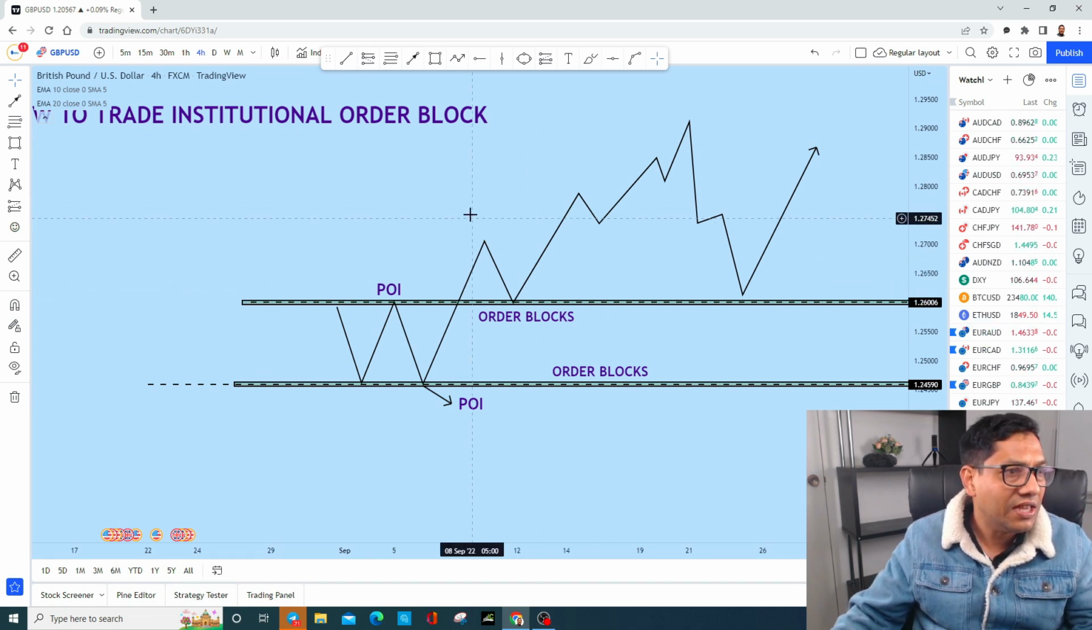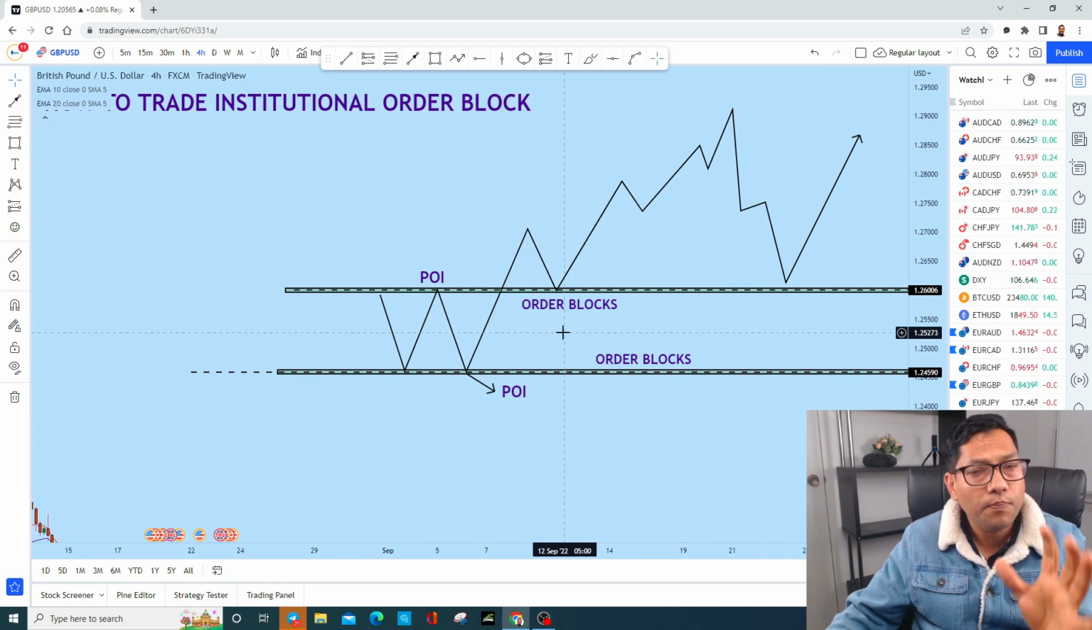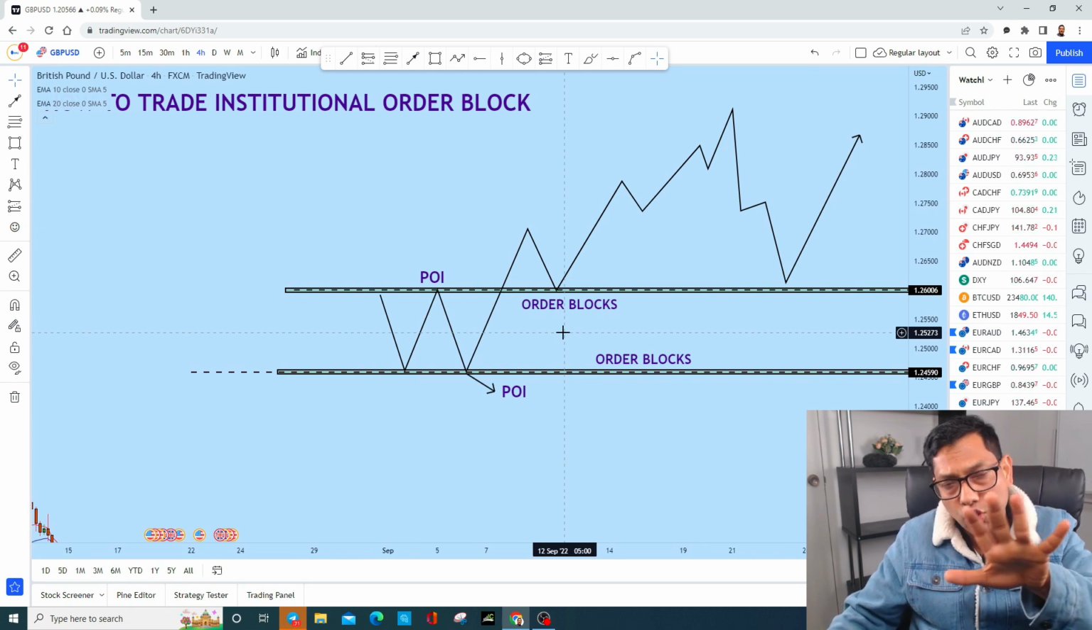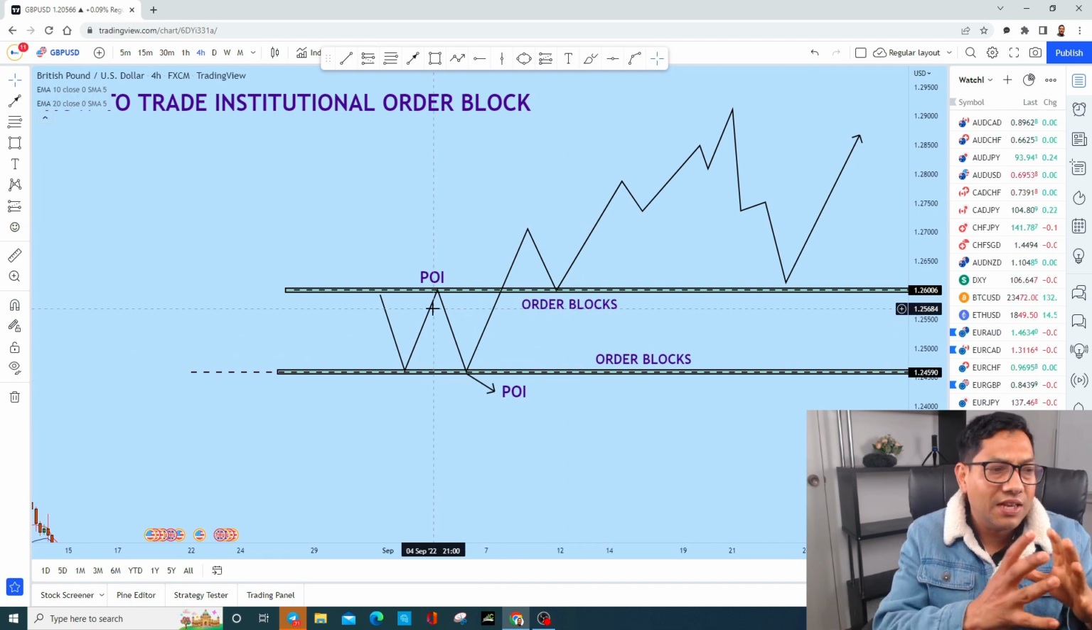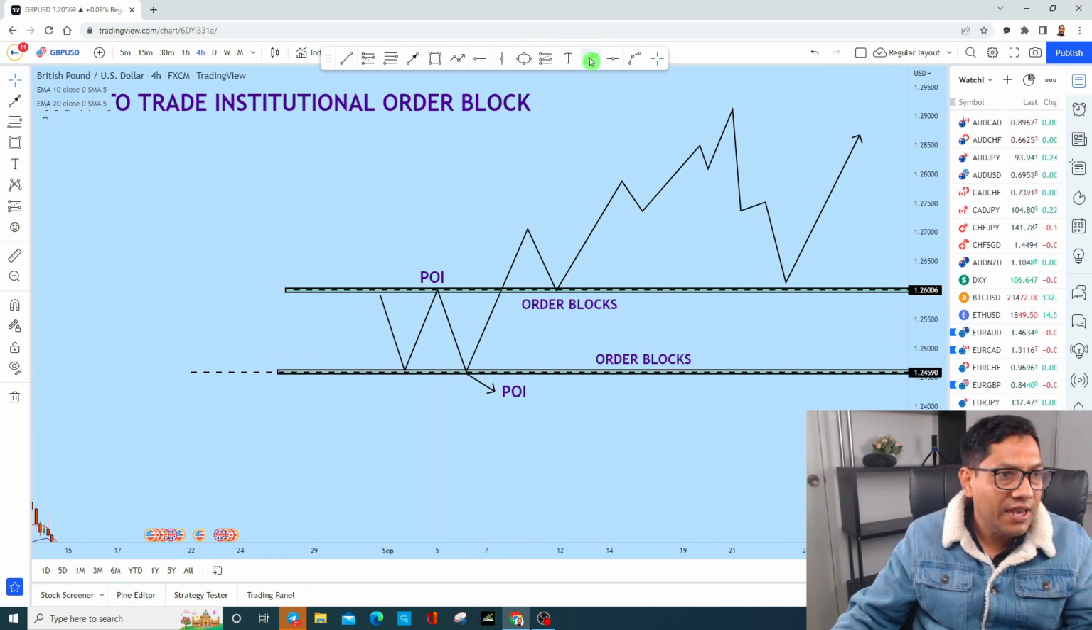Now you can see the institutional order block. We are starting with an example, and then we'll go to the chart and different examples. Let's assume that price has created a consolidation. At some point it has created a double bottom formation like this. So this is the formation on the chart, and this is what happened at some point.